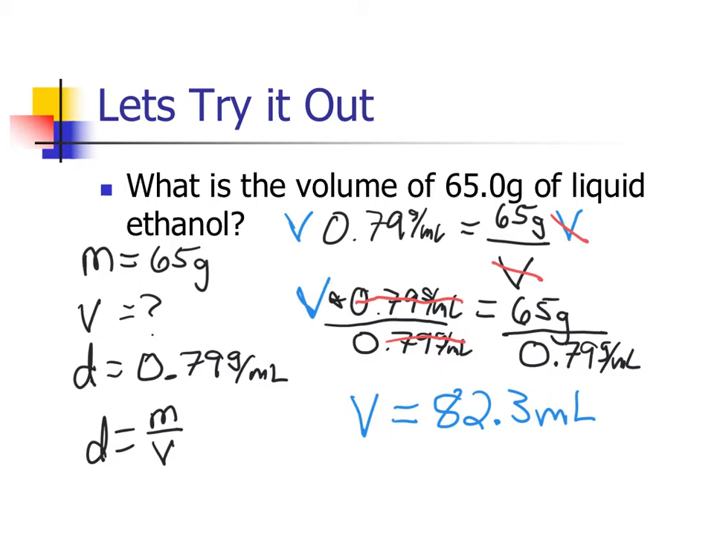The number's bigger because of the division. And here's one way you can check yourself before you wreck yourself: take 65 divided by 82, and you should get the same answer as your tabulated value.